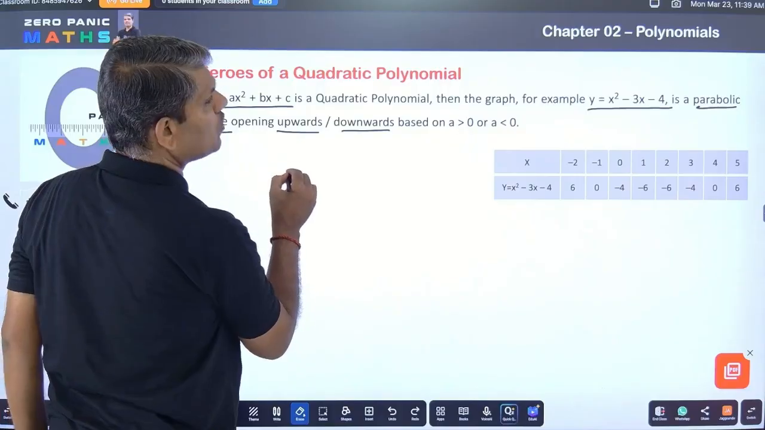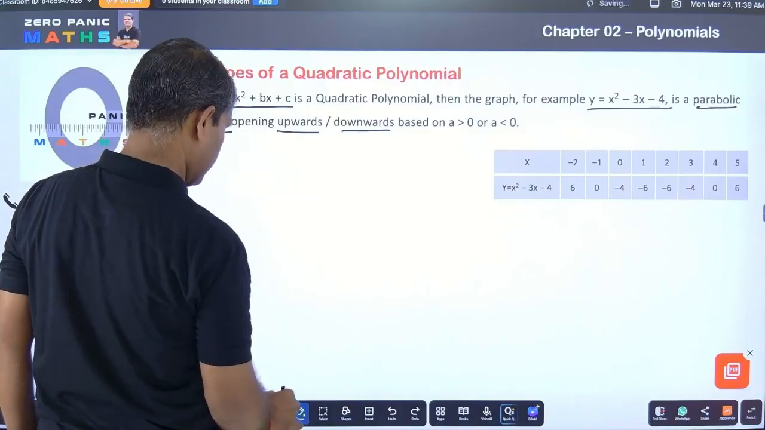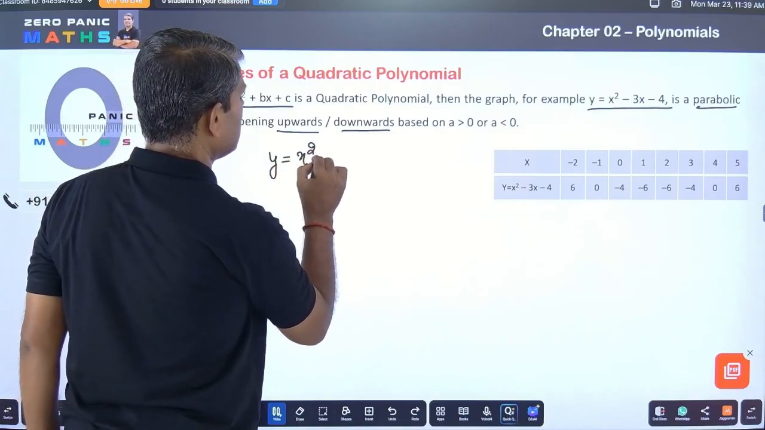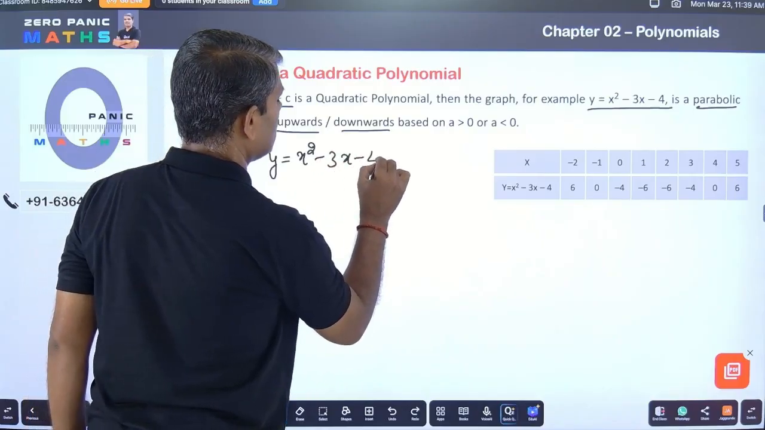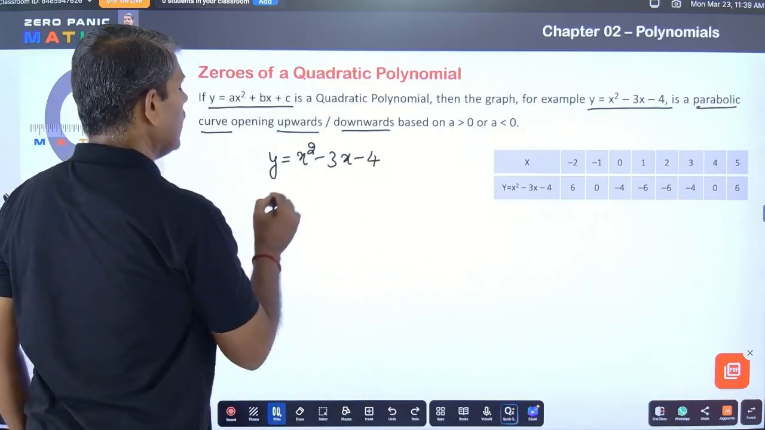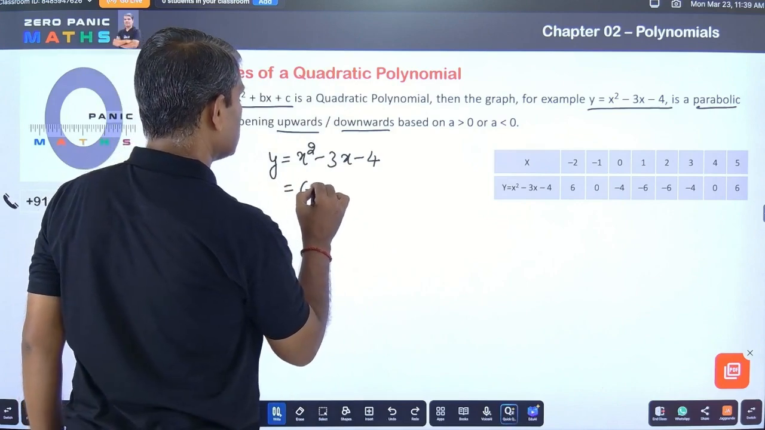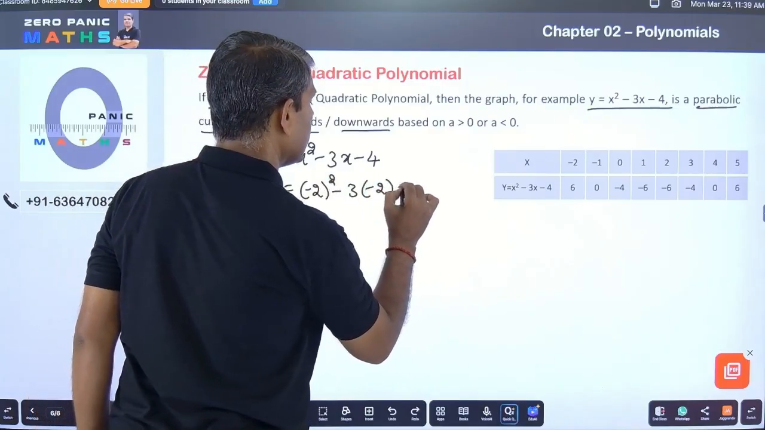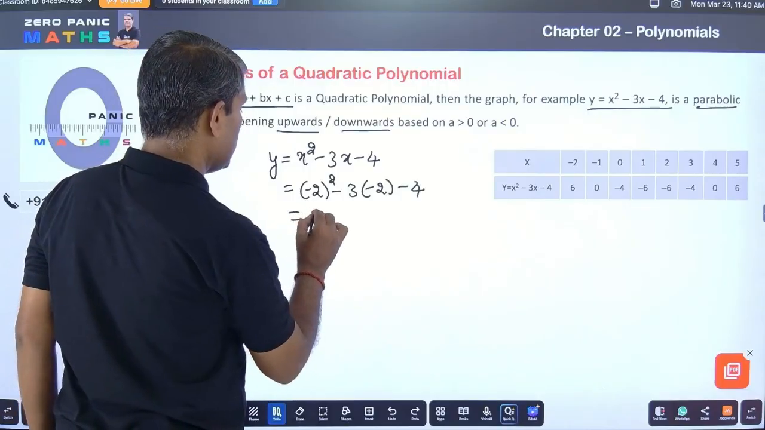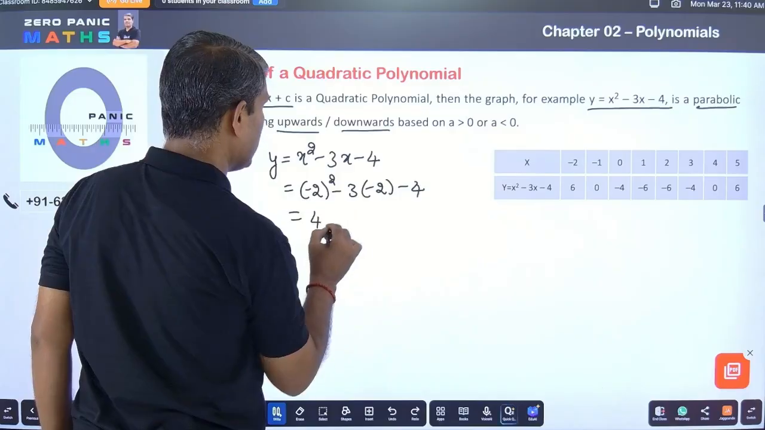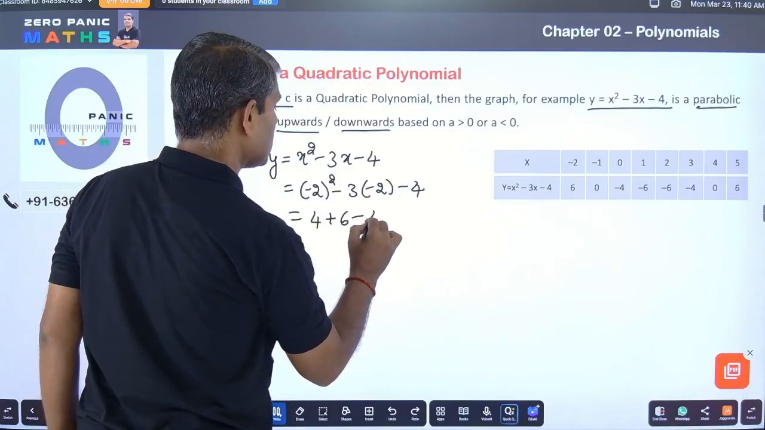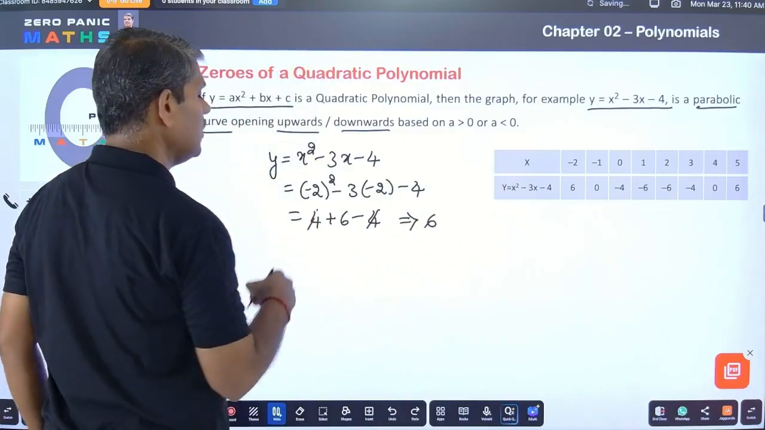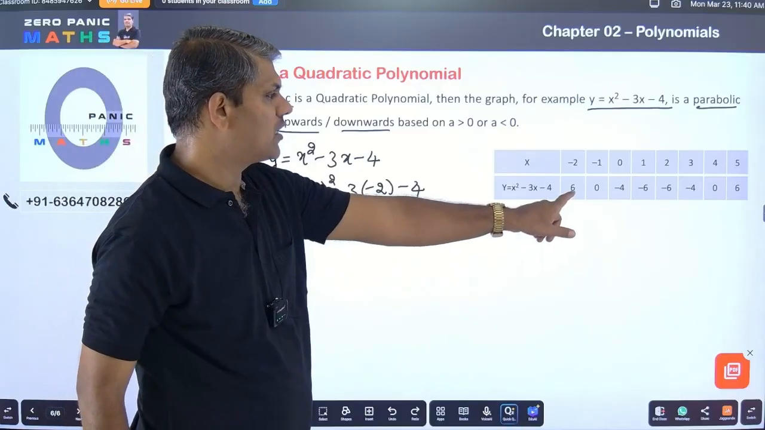So for x = -2, what is the y value? y is x² - 3x - 4, right? For x = -2, it is (-2)² - 3 × (-2) - 4. (-2)² is 4, -3 times -2 is +6, minus 4. So the value is going to be 6, because the +4 and -4 cancel, and y is equal to 0.